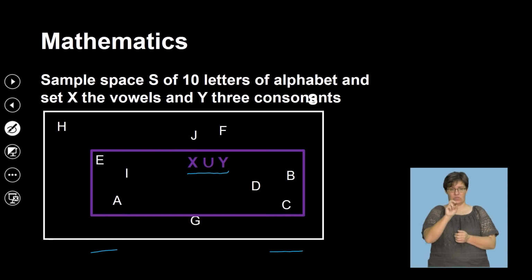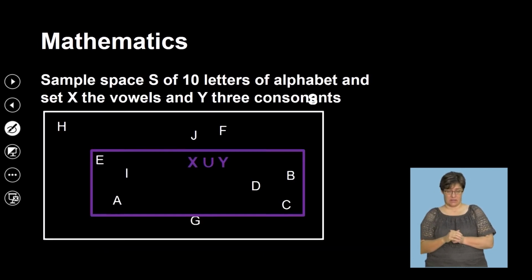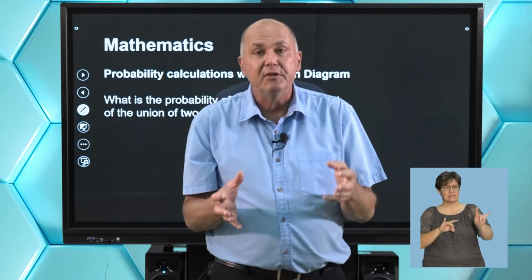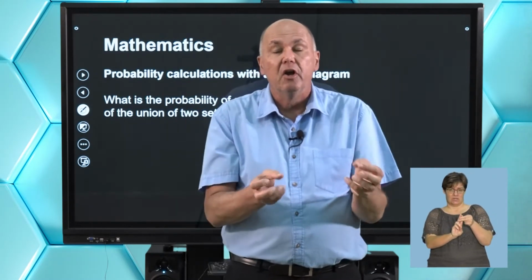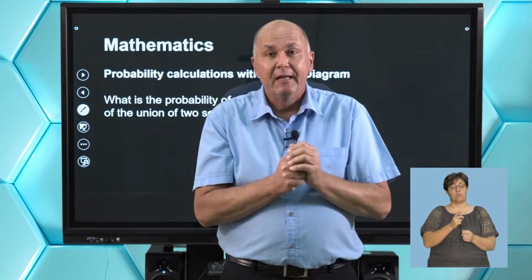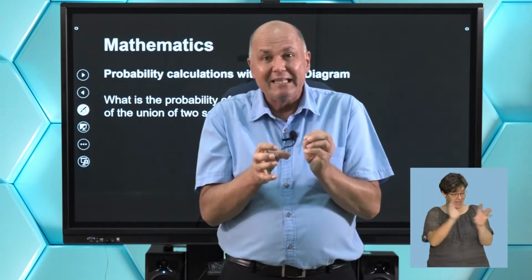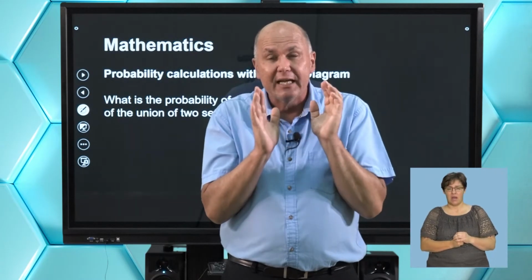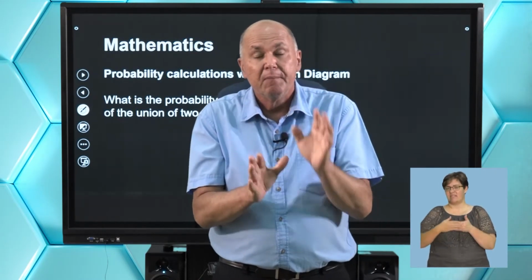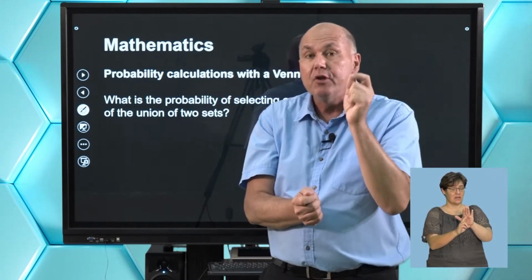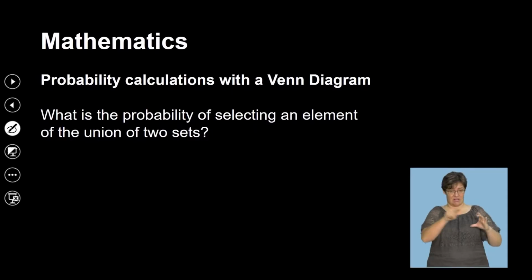Now, if we're going to do some probability calculations, then the question is, what is the probability of selecting an element that belongs to the union of X and Y? Make sure that you can see this very clearly. And so I want you to take a very careful look at the diagram that represents the sample space and the union within it. Here we go.